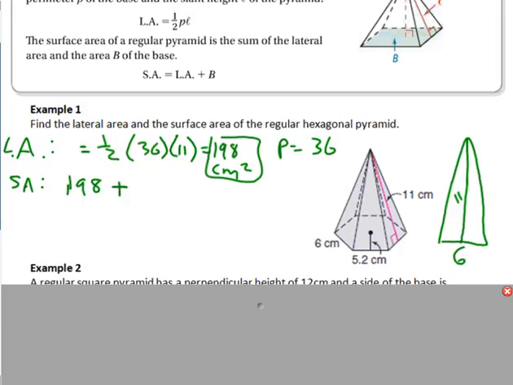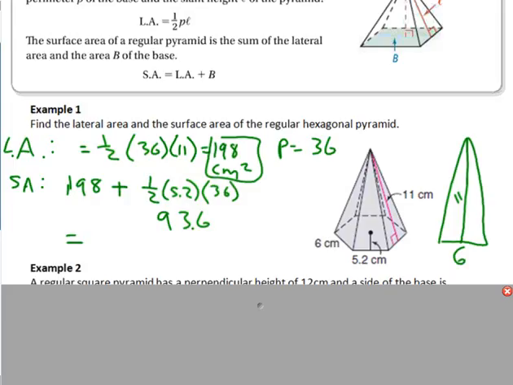So remember, the area of a regular hexagon would be 1/2 the apothem, which we're given as 5.2, times the perimeter, which we said is 36. Plugging that into your calculator, it'd be like 18 times 5.2, and 93.6 is what I've gotten for that part.